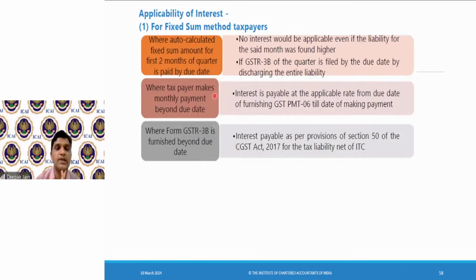Where the taxpayer makes the monthly payment beyond the due date, the 25th ka due date, and now you have delayed it, then interest is applicable for the delayed payment, from the due date of furnishing PMT till the date of actual making of payment. Ki fixed sum method to hai, but you have not made the payment by the 25th. Then for the delay, you have to pay interest. Then when form GSTR is furnished beyond the due date, then regular interest under section 50 will come in. Okay, if you make the payment and file the return within time, then fine. If you delay making the payment, then interest for the delayed period. If you delay filing the 3B, then the interest will be for the delayed filing of 3B.